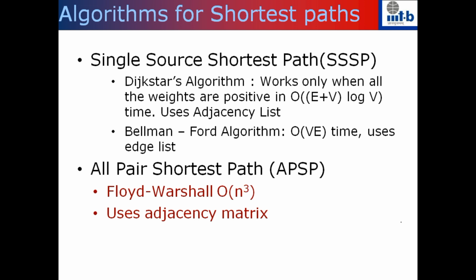Then there's an algorithm due to Bellman and Ford, called the Bellman-Ford algorithm, which computes the shortest path between the source S and every other vertex in the graph in time order V into E, where V is the number of nodes and E is the number of edges in the graph. And interestingly, this uses the edge list representation.